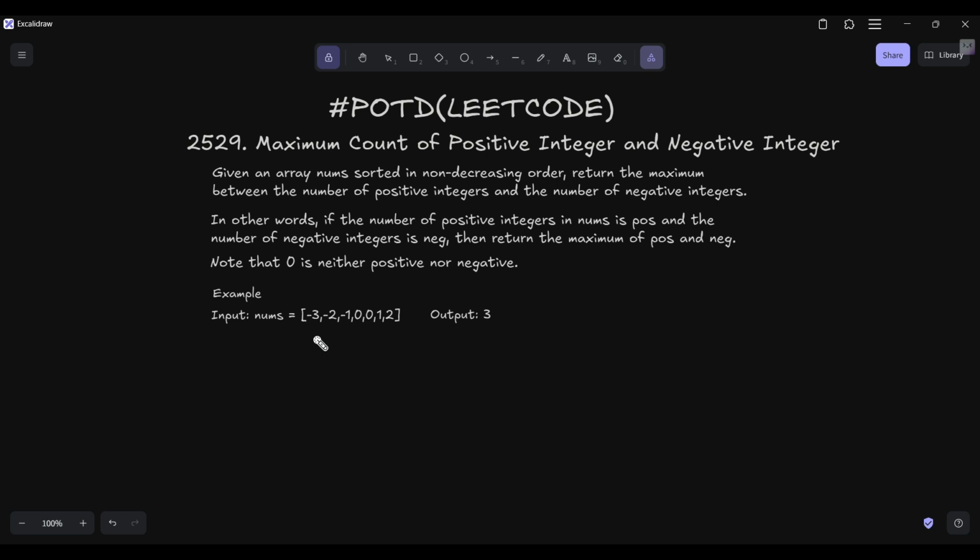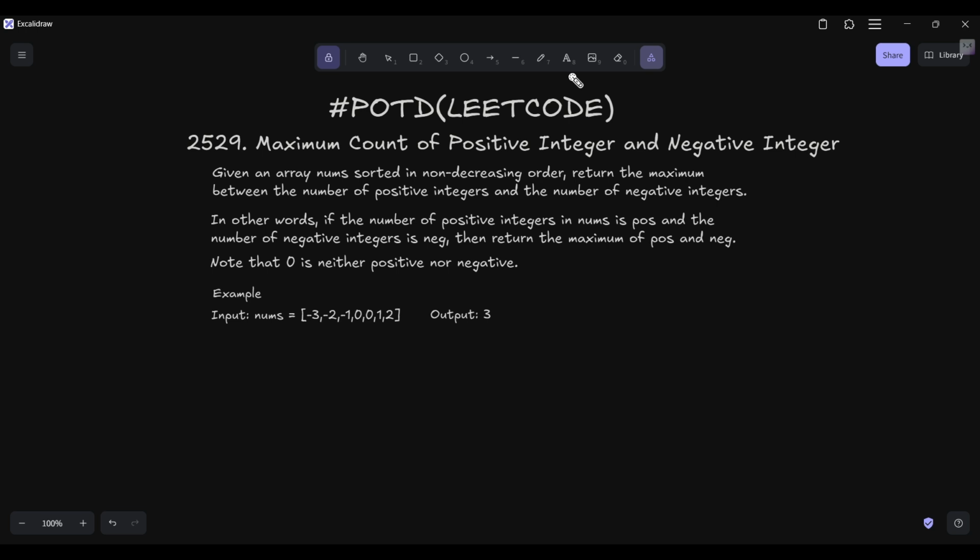So if the negative integer count is greater, then we have to return that, and if the positive integer count is greater, then we have to return that. In this array, these three are negative integers and these two are positive integers. Obviously the negative integer count is greater, so that's why the output is 3. We don't have to count 0 because the question says that 0 is neither positive nor negative. So you got the question.